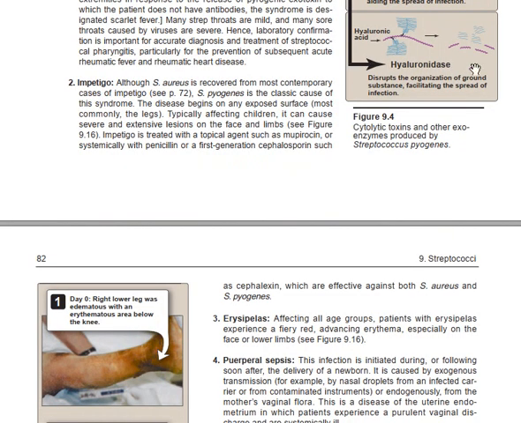Now the next role is the hyaluronidase. It's going to disrupt the organization of the ground substance, because you need to know that the ground substance of most of the connective tissues is made up of hyaluronic acid. So in order to improve the spread of the bacteria, you have the enzyme called hyaluronidase that is going to destroy this hyaluronic acid for the spread of the Streptococci.